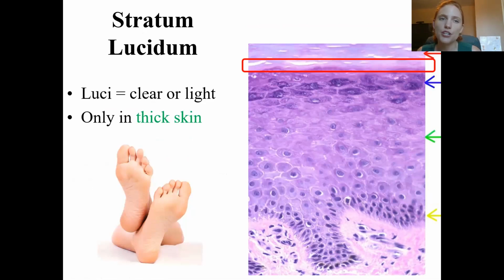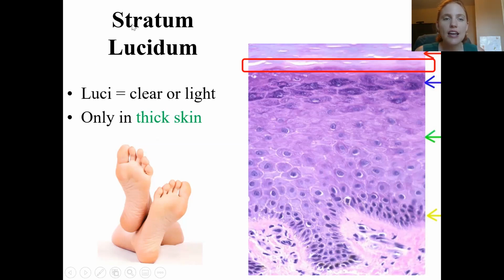Now, it's important to understand that the stratum lucidum is not found all over the skin. It's only found in specific areas where you have thick skin. Those would be like the palms of your hands and fingertips, that's nice and thick, and things like the bottom of your foot. So it's only going to be present in thick skin. Most of the skin is only going to have 4 layers because the stratum lucidum is not going to be present. Let's again talk about the name, lucidum.